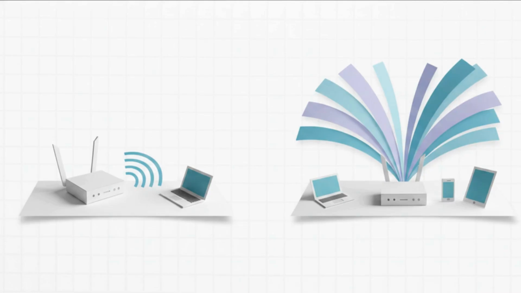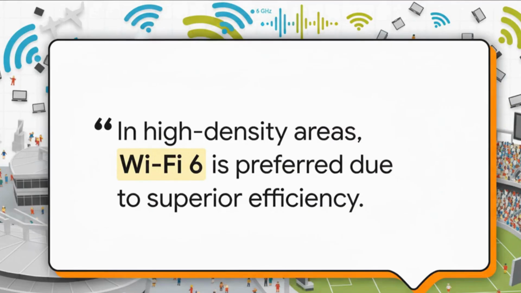So the crucial point is that as we move to 802.11ax, or Wi-Fi 6, the game entirely changed from just raw speed to sheer capacity. Think about being in high-density areas like crowded airports or packed sports stadiums. Wi-Fi 6 is heavily preferred there due to its superior efficiency. By cleverly leveraging the 2.4, 5, and the new 6 gigahertz bands, it provides massive capacity right where hundreds or even thousands of devices are actively fighting for the exact same invisible airspace.